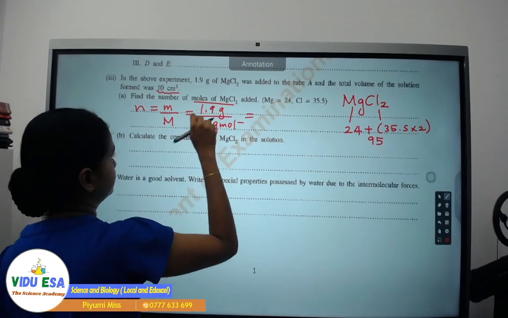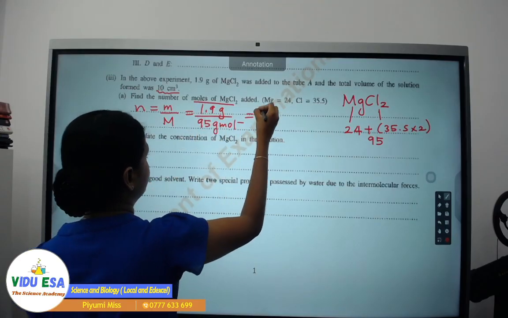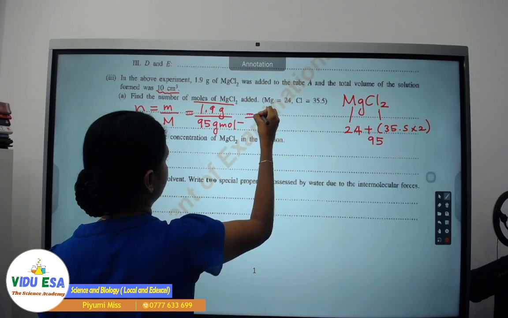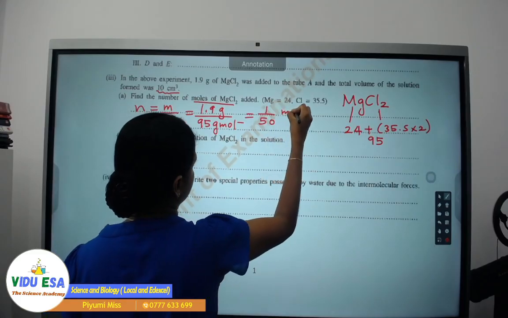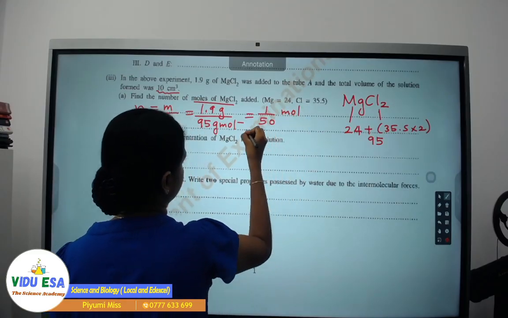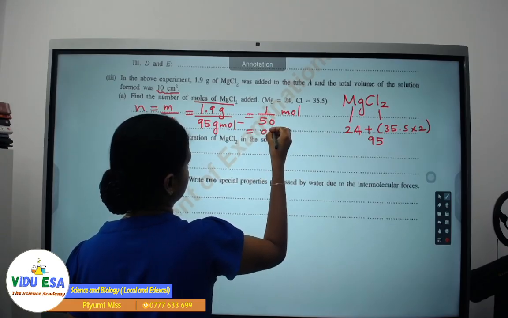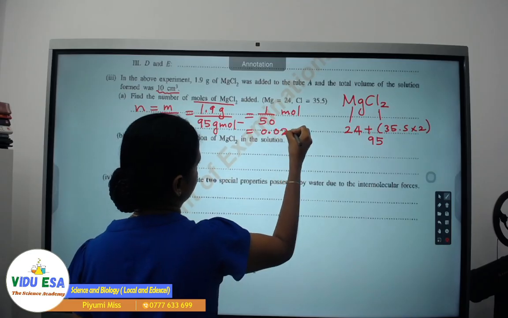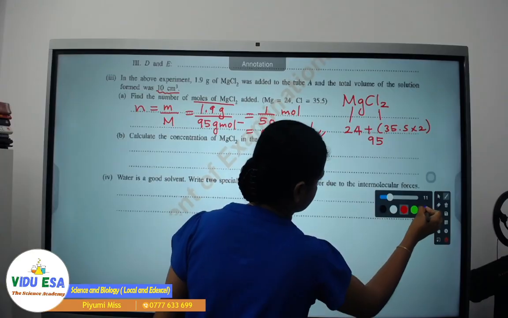So here 19 into 5, therefore 1.9 into 50, 1 over 50 moles. You can express 1 over 50 as 0.02 moles. Right, 0.02 moles.